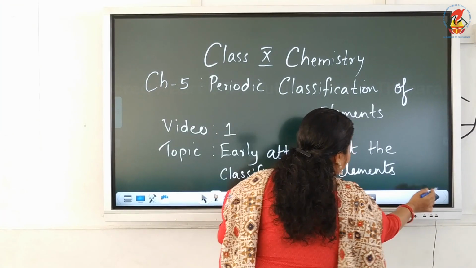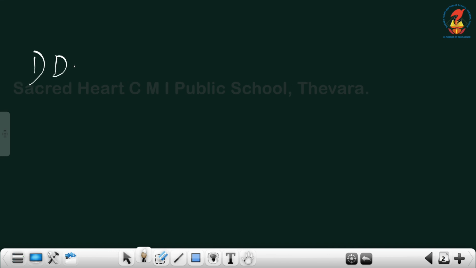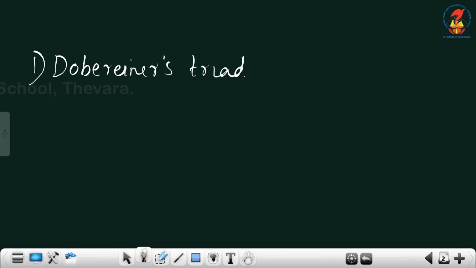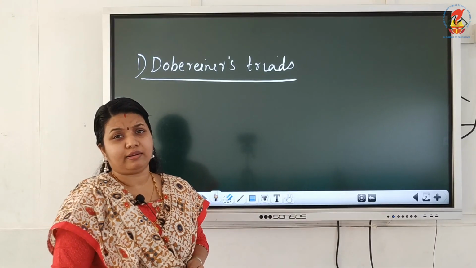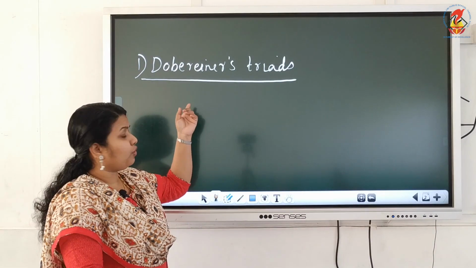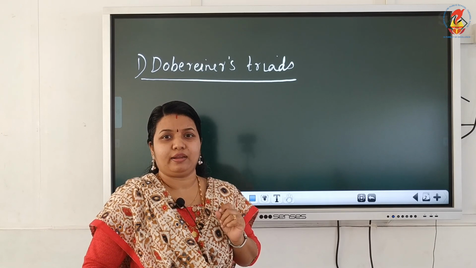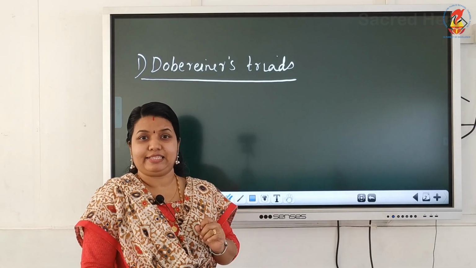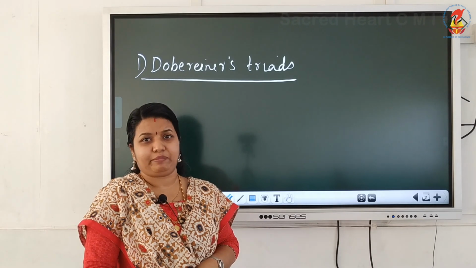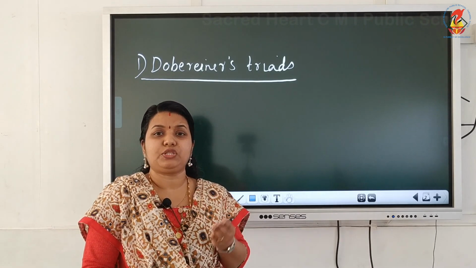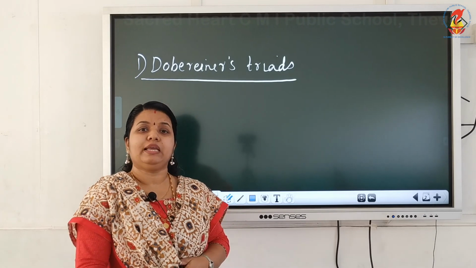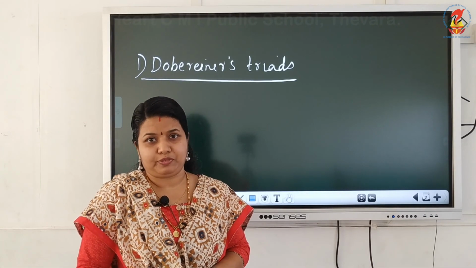So, we start with the first attempt, made by a German chemist, Johann Wolfgang Döbereiner. This system is known as Döbereiner's Triads. In 1817, he tried to arrange the elements into groups based on their properties.